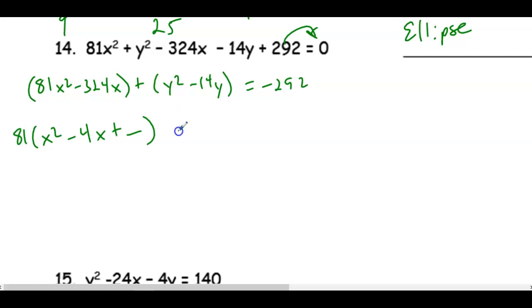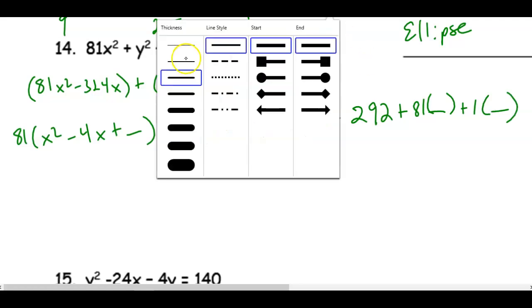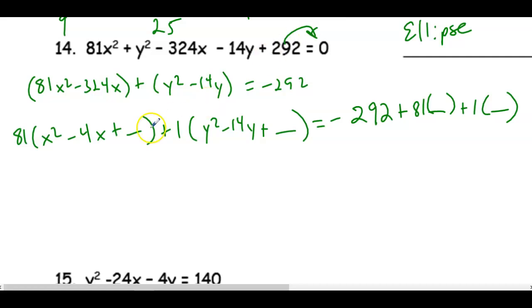Right here, this is already 1, so there's nothing to factor out, guys. So I'm just going to actually factor out 1. Y squared minus 14y plus a space equals negative 292 plus 81 times the space plus 1 times the space. That way we stay consistent. So now b divided by 2 squared gives me negative 4 divided by 2 is negative 2. Negative 2 squared is 4.